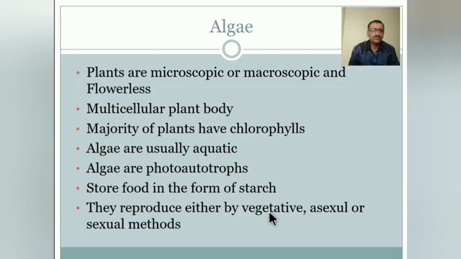Thallus breakdown, or from any vegetative part, the new organism can be grown. In asexual reproduction, some asexual spores can be grown on the algae, and with the help of that asexual spore, the new algae can be born. In the sexual method, male and female gametes are there, and with the mating of that male and female sex organ, the new individual can be produced. That is known as the sexual method. These are the three methods.